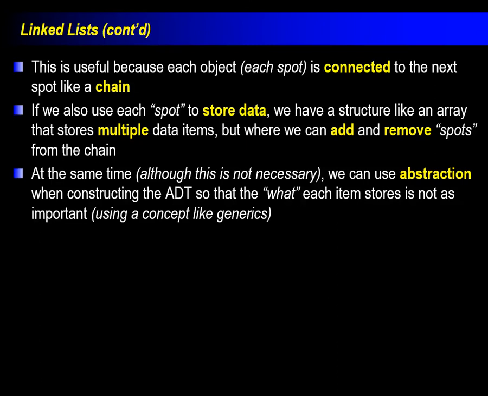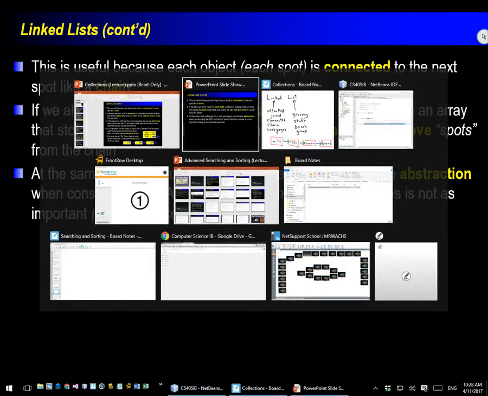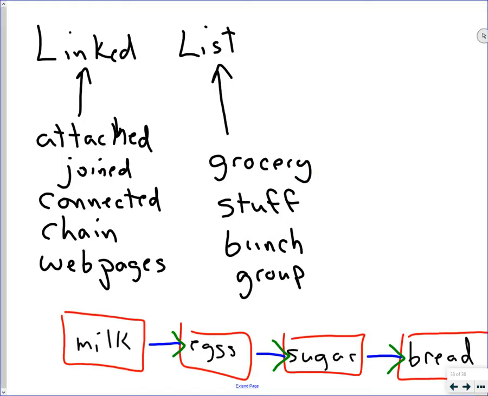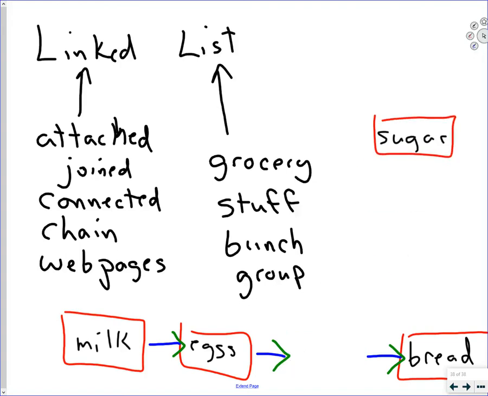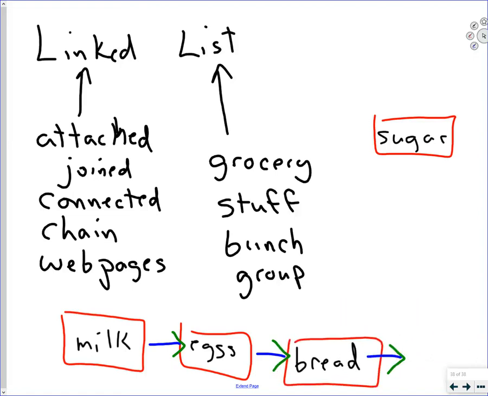So each spot is connected like a chain to the next spot in the list. We can use the spots to store information, store data. And we can have multiple data items, so we can add and remove spots from the chain. Okay. So let's actually think about that for a second. Let's go back to our diagram. If I want to remove sugar from the list, what would I do? Okay, so yeah, you're right. I take it out. But now what? Eggs references bread. Right, so now this can move into that spot. And then I'd want to remove the arrow.